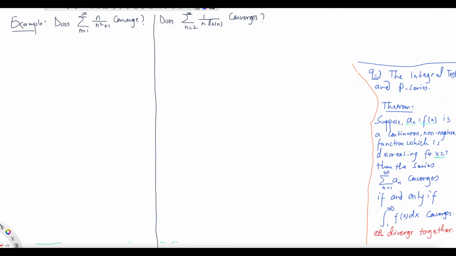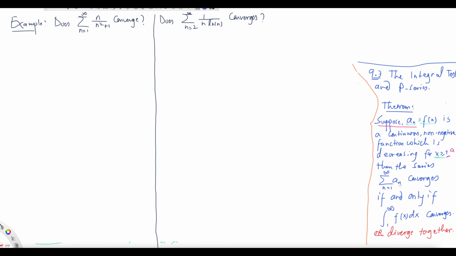Okay, the first example says, does the sum from n equals 1 through infinity of n over n squared plus 1 converge? So first of all, to use this theorem, what does it say? Suppose that a_n equals f(n) is a continuous non-negative function which is decreasing for x greater or equal to 1. Actually, you don't have to have 1, you can have any positive number there, so x can be greater or equal to a, any number a. We will discuss that later.